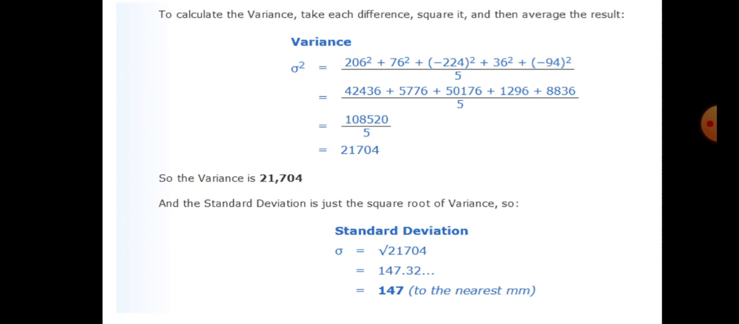And after taking the square of these values, sum them, then we divide it by 5, meaning taking the mean of those values, and the answer is 21,704. That is called the variance. And to calculate the standard deviation, you just take the square root of the variance. In this case it is 147.32, and in round figures it is 147 millimeter.